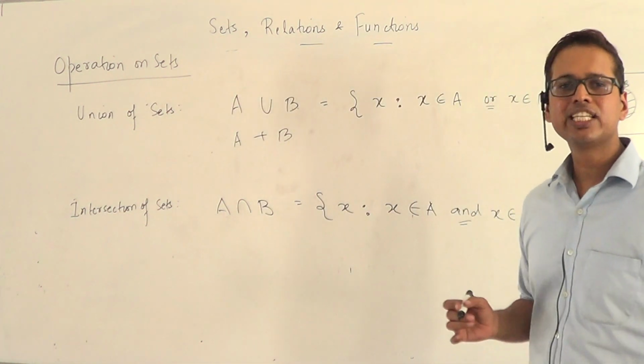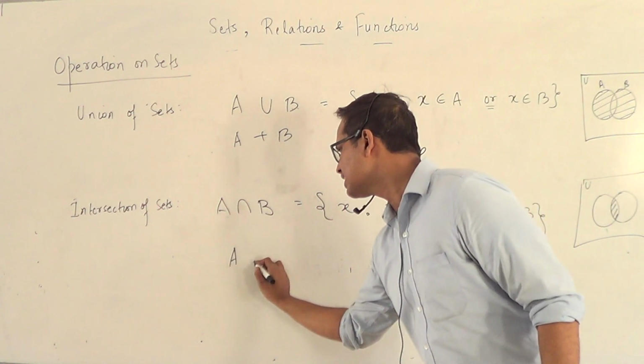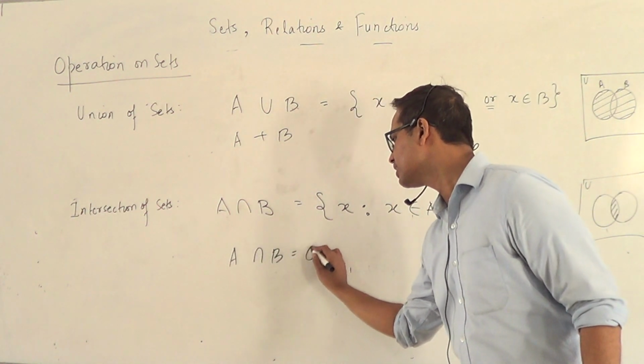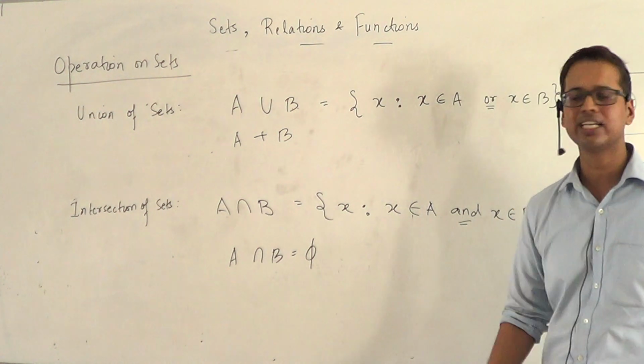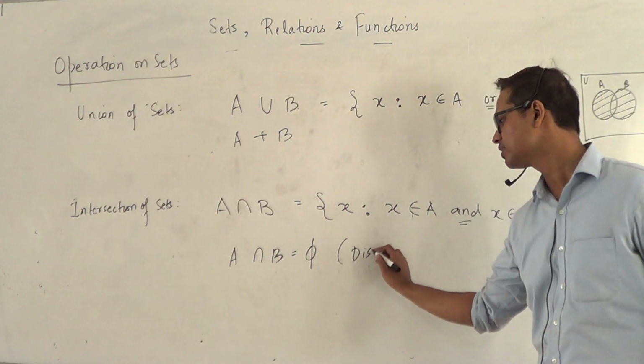With respect to intersection of two sets, we call two sets A and B disjoint if their intersection is a null set. This is called disjoint sets.